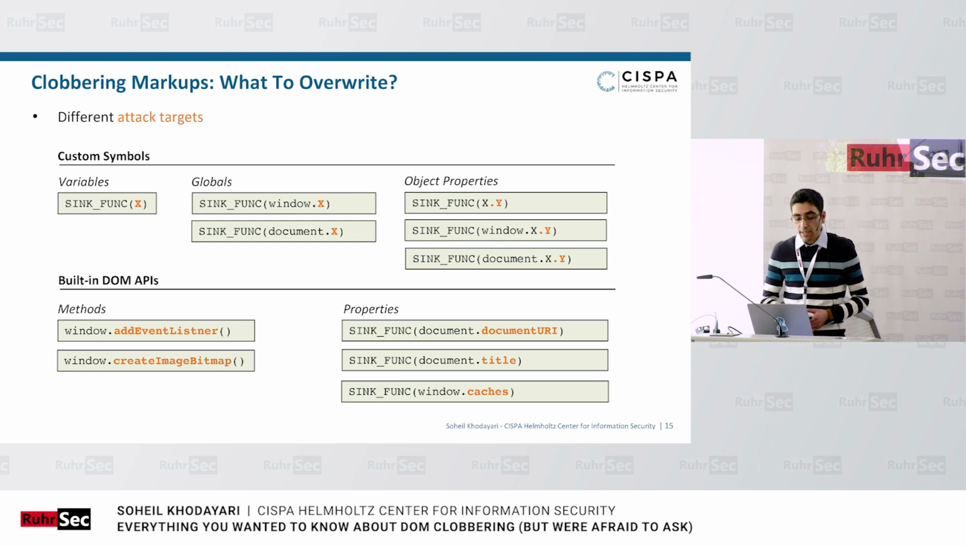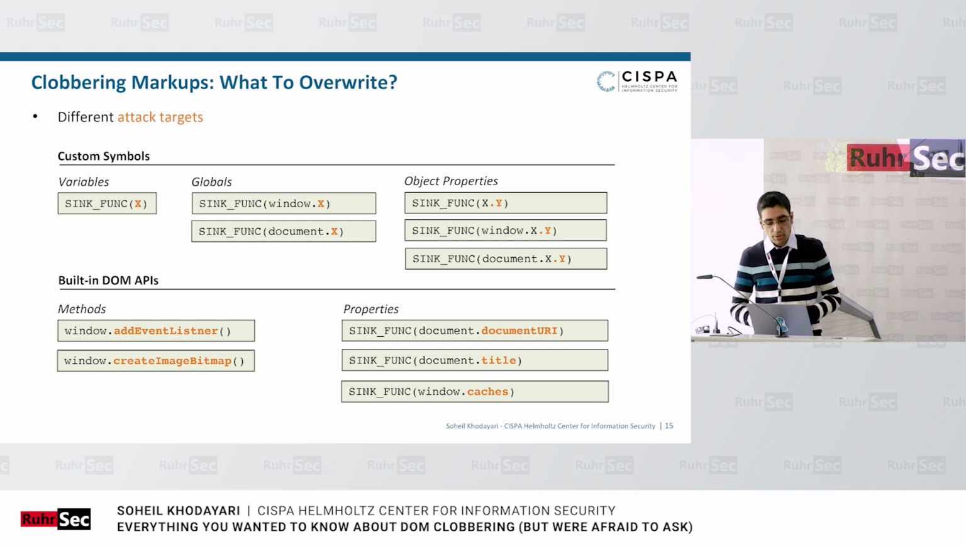So there could be different targets, and these targets could be custom symbols, like custom JavaScript variables, or they can be built-in APIs in the DOM tree, like the self in the previous example. If they are custom symbols, they can, of course, be variables or globals, meaning properties of the window and document object, or they can be object properties like x.y, window.x.y, and so on. And built-in DOM APIs can be methods, so for instance, window.addEventListener, or they can be properties. For instance, document.documentURI, which returns the URL of the web page, or document.title, which returns the title of the web page, or window.caches, which is basically the cache storage.